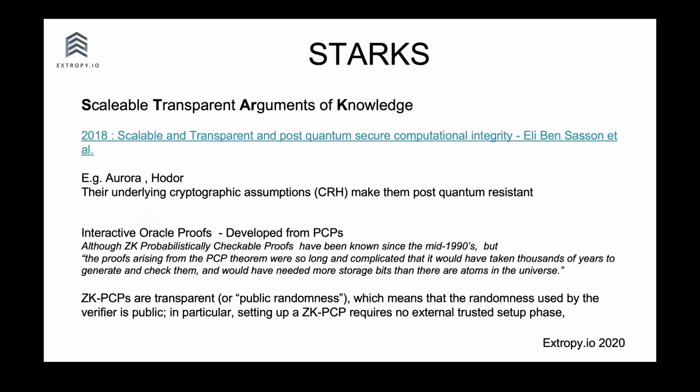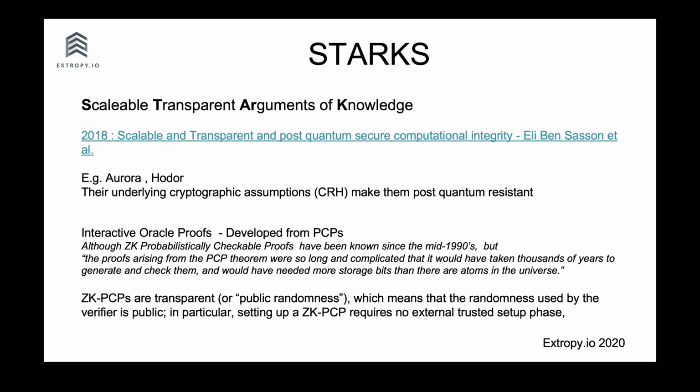So if we don't like trusted setups, there are alternative means of doing zero knowledge proofs. And one of the major ones are called STARKs. So this stands for Scalable Transparent Arguments of Knowledge. So a very similar idea to a SNARK, but it has some different underlying assumptions.